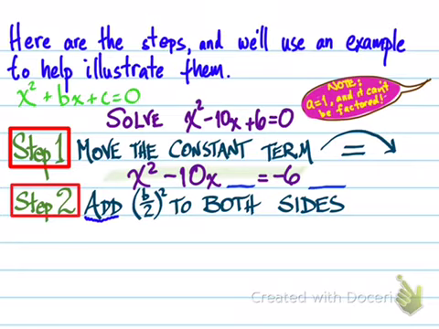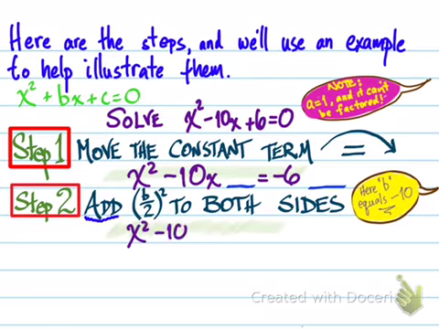All right, so in this case here, b equals negative 10, right? b equals negative 10. So think in your minds there, negative 10 over 2 squared. Negative 10 over 2 is negative 5. Negative 5 squared is positive 25. So what we're going to add is 25 to both sides of the equation.